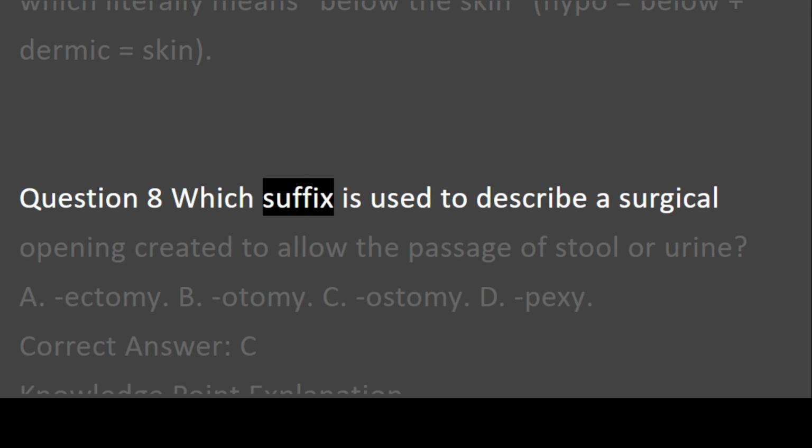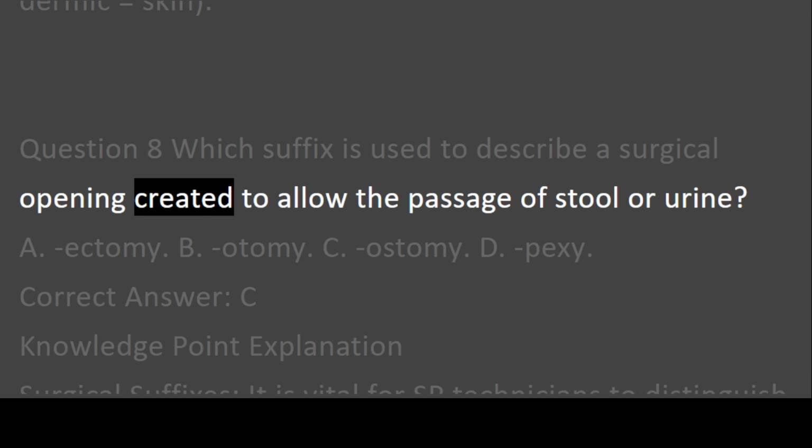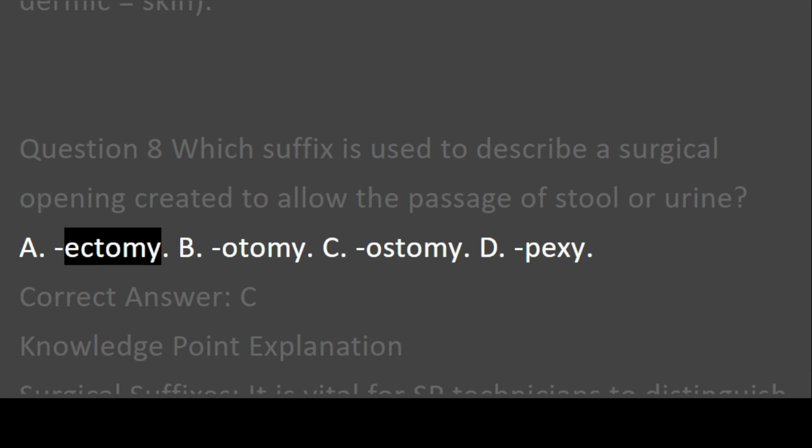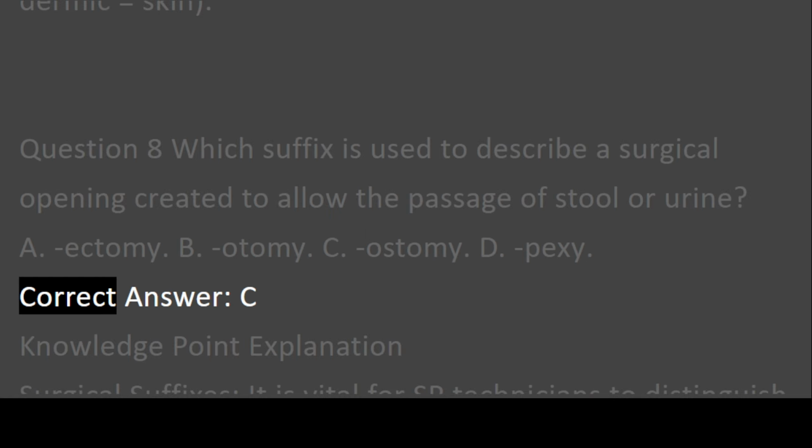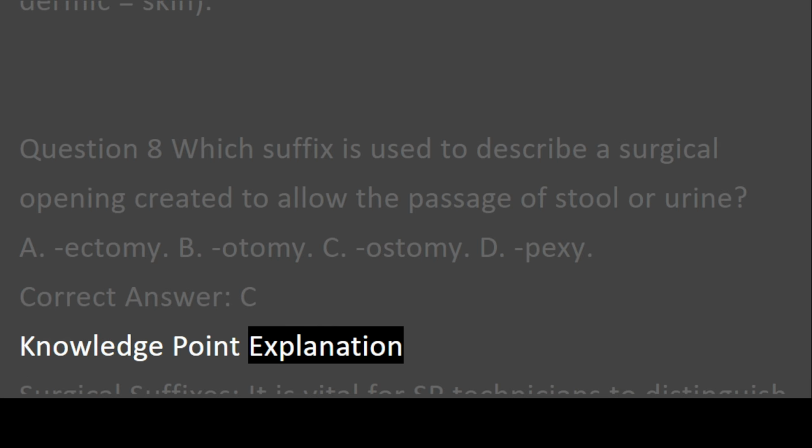Question 8. Which suffix is used to describe a surgical opening created to allow the passage of stool or urine? A. -ectomy. B. -otomy. C. -ostomy. D. -pexy. Correct answer, C.